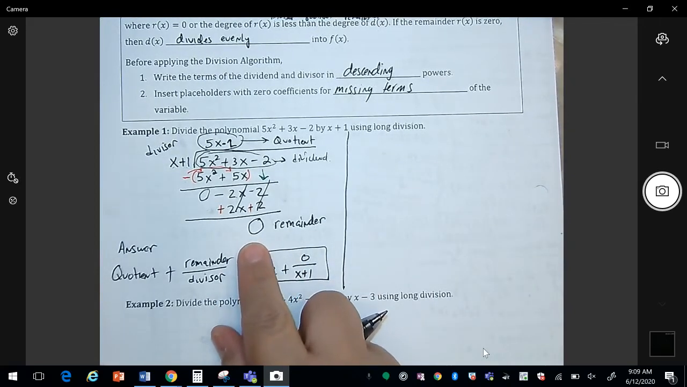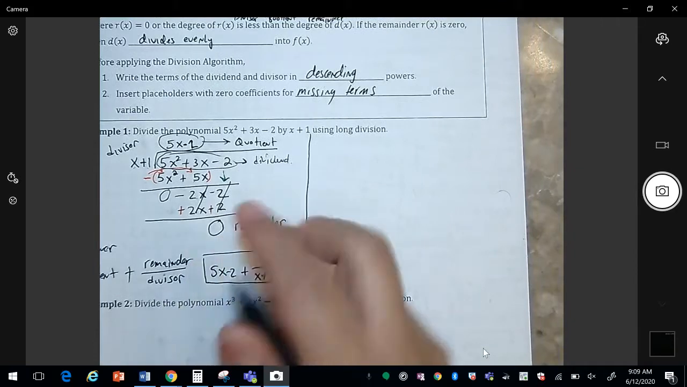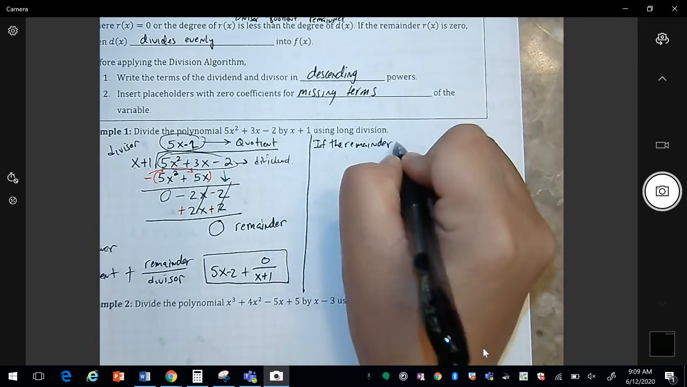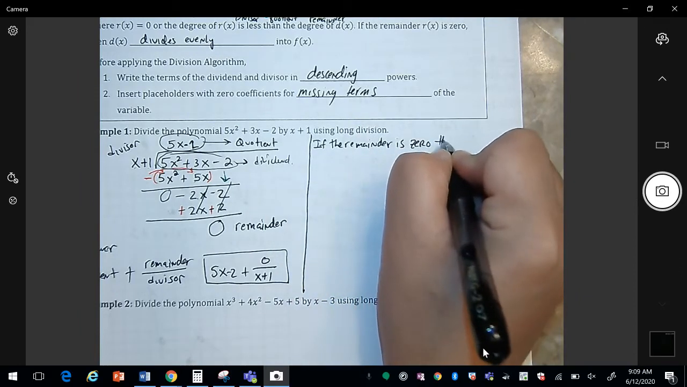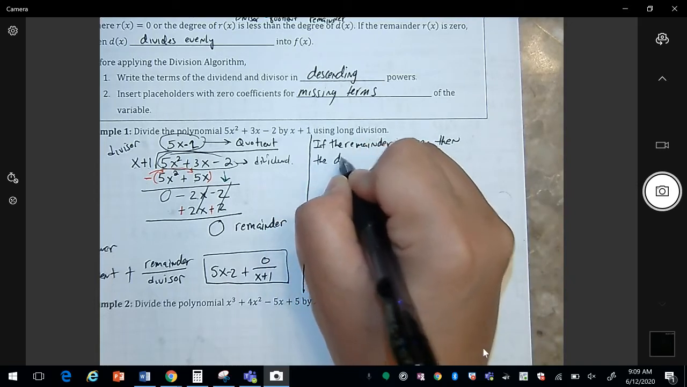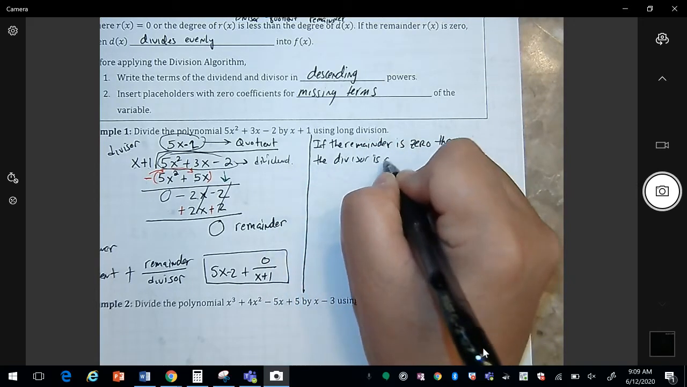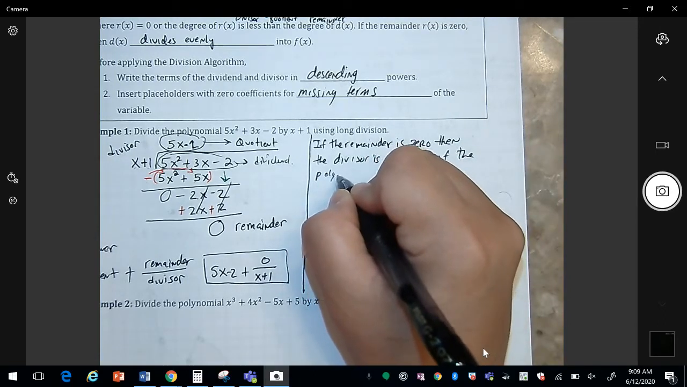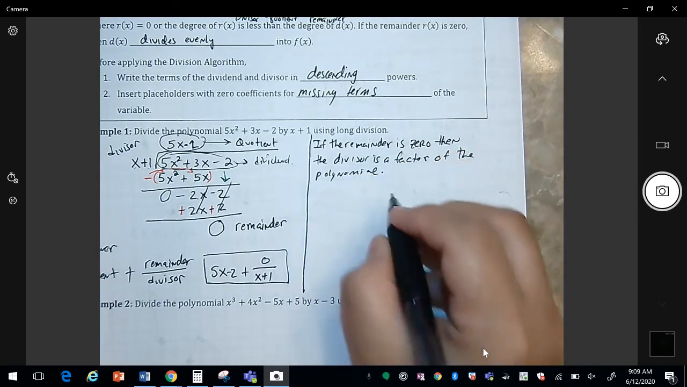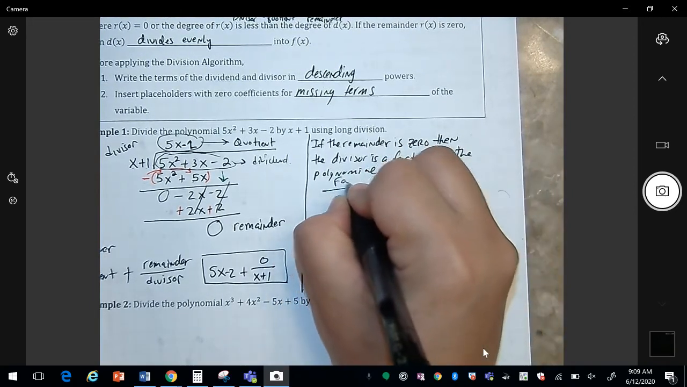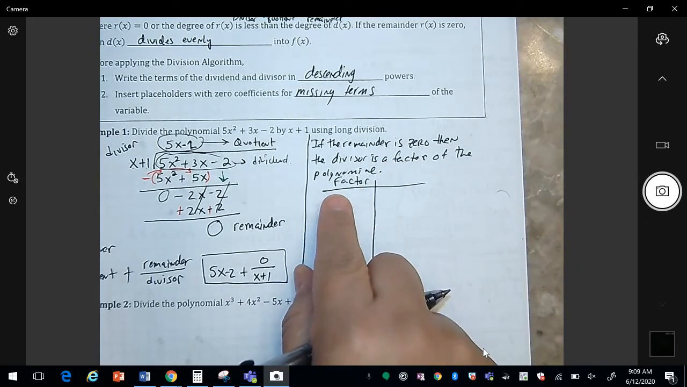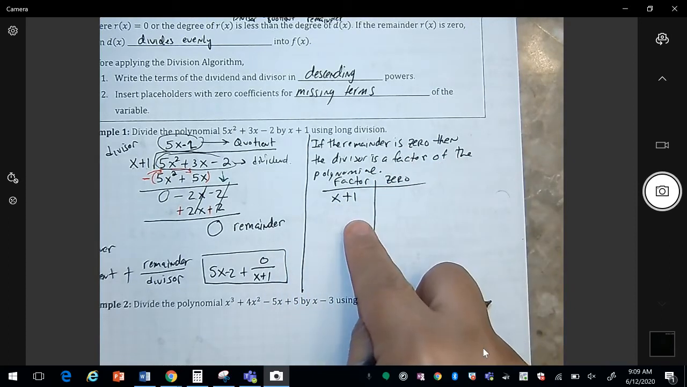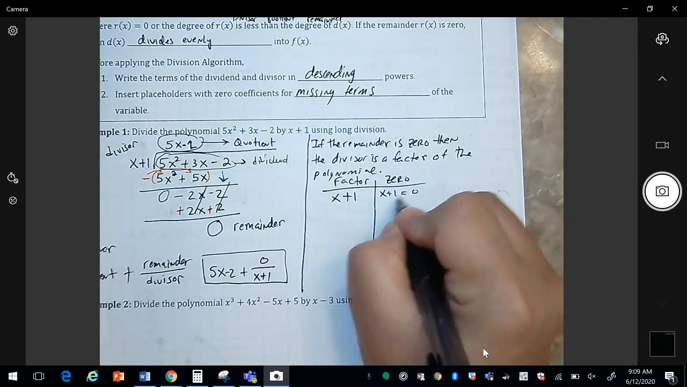Whenever we get a remainder of 0, this is going to be very helpful, and we can say that if the remainder is 0, then the divisor is a factor of the polynomial. And basically what this means is you have a factor. So your divisor is a factor, so x plus 1 is a factor. And once we know the factor, then we can find the 0 by setting that factor equal to 0.